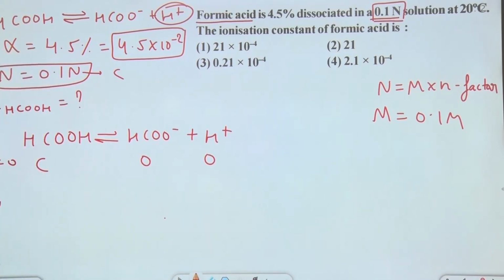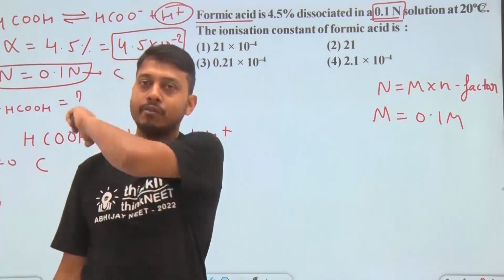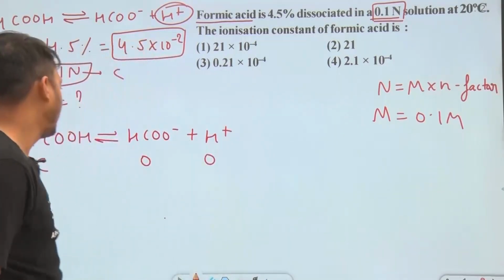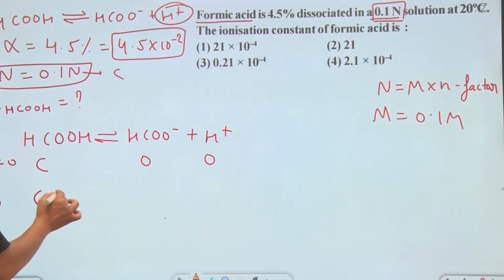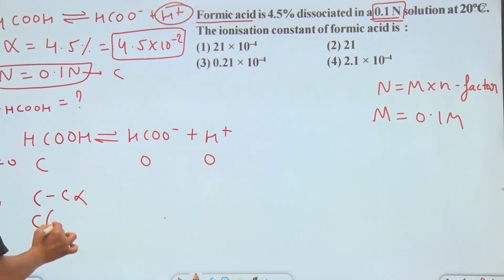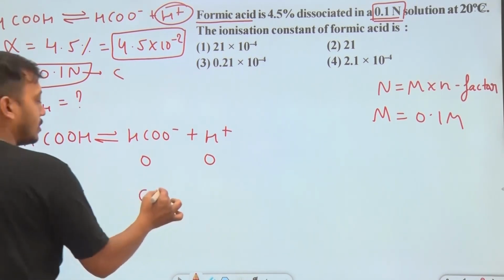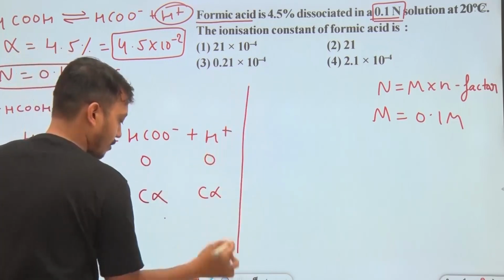At equilibrium, let's suppose alpha is the degree of dissociation, which is 4.5% here. So the remaining concentration is C minus C alpha. We can also write it as C(1 minus alpha). This is C alpha and this is also C alpha.